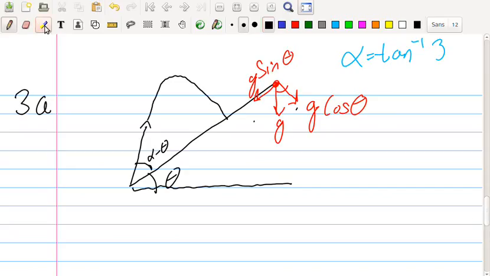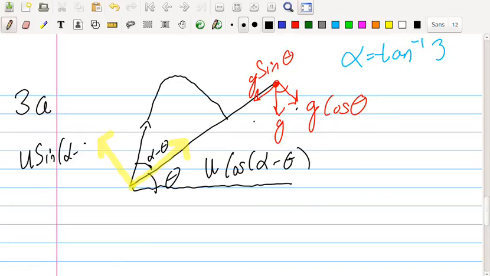So that means I should try and break this up into its two parts. So we have the horizontal here, and we have the vertical here. So this one here is, now is u just u? Yeah, that's what you said, wasn't it? U cos alpha minus theta, and then the other one is u sine alpha minus theta.